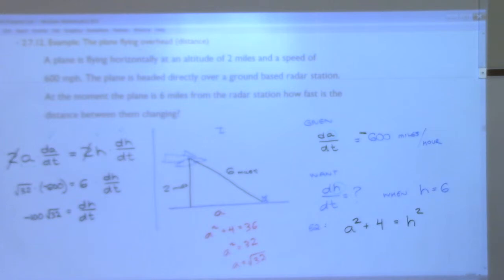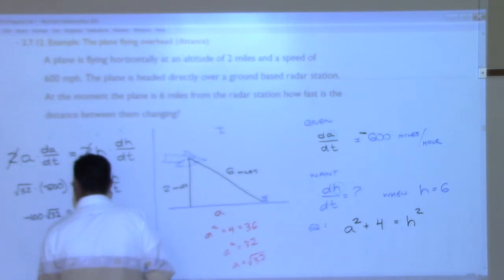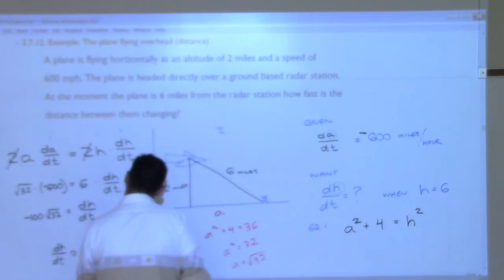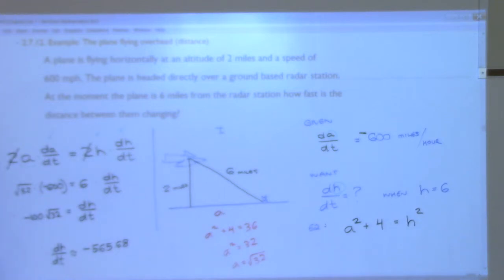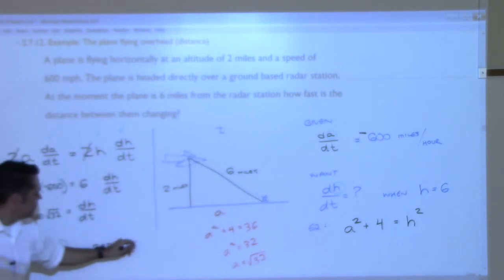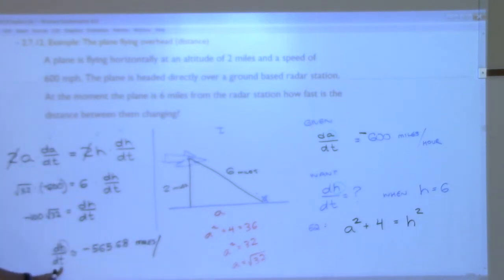All right. Somebody on their calculator real quick, tell me what that is. We'll get a decimal approximation. So dH dt is approximately negative 565.68. All right, what are my units here? What are the units of this answer? H, right? H is the distance, right, from here to here? That's measured in what unit? Miles. And then per, the time in the problem is measured in hours.